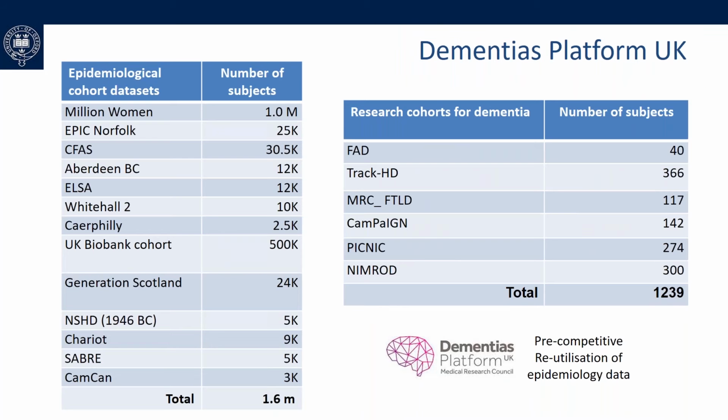So the tools that we've developed in EMIF have been used in other studies. Here's an example from Dementia's Platform UK, in the UK obviously, and this differs a little bit from EMIF in that it has very large epidemiological type cohorts in it. So as you can see here, 1 million people from the Million Women study, 500,000 from UK Biobank, 30,000 from Cognitive Function in Aging study, CFAS, and so on and so forth. Next slide.